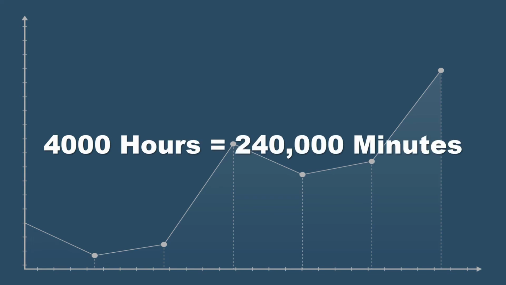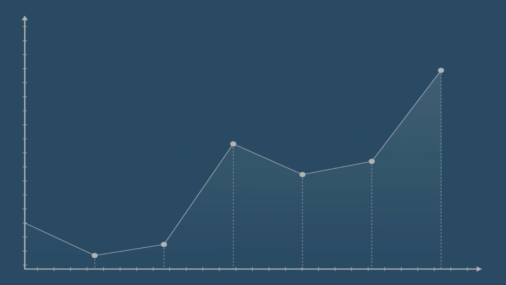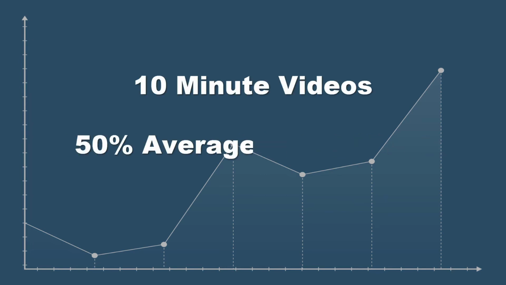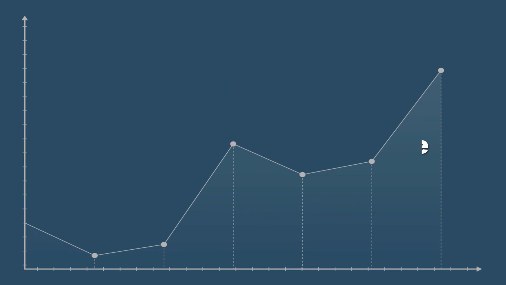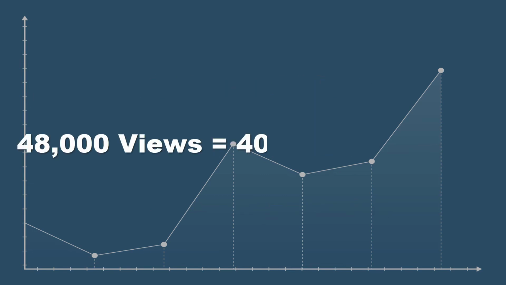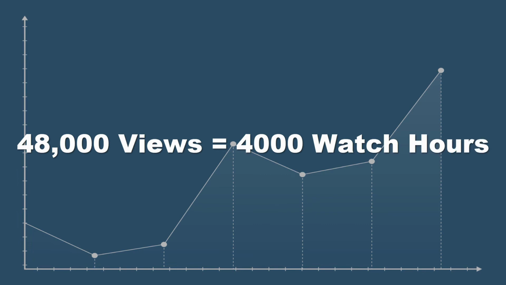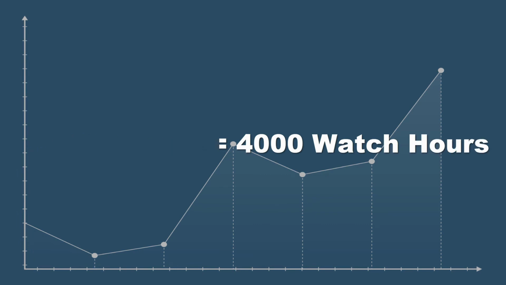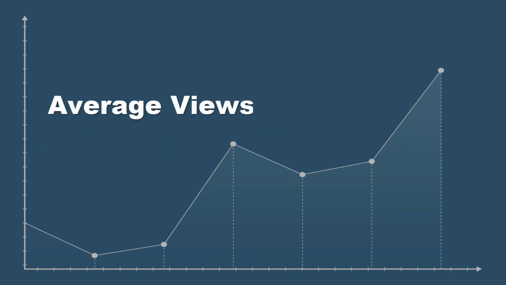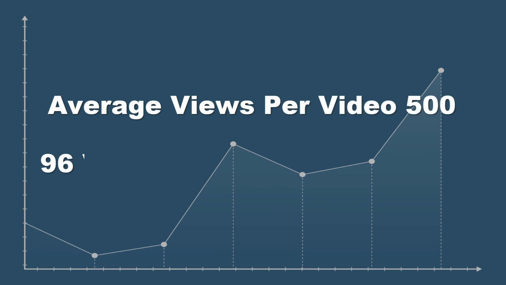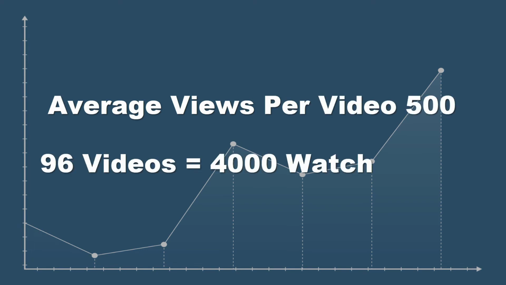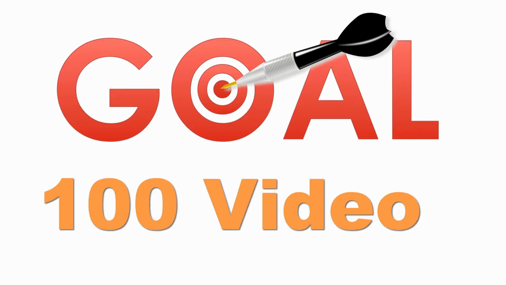That may seem like a lot, but it's not that bad if you break it down. If you make 10-minute videos, and the average watch time per video is 50%, then that's 5 minutes per video. So you'd need 48,000 views to get 4,000 watch hours. That still seems pretty high, but we can bring it down even more than that. If your average views per video is about 500, then you would only need 96 videos to get 4,000 watch hours. That's why I always say to aim for 100 videos when you're first getting your channel running. You should be able to do that in just a few months.